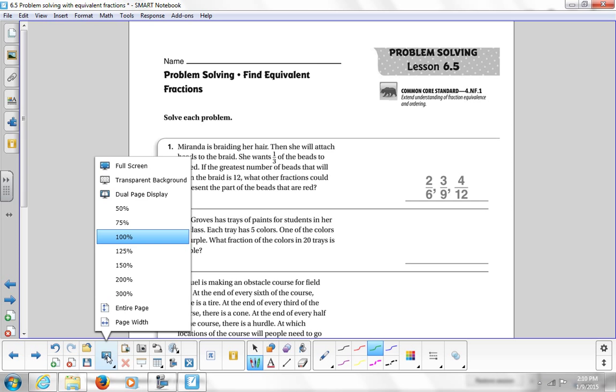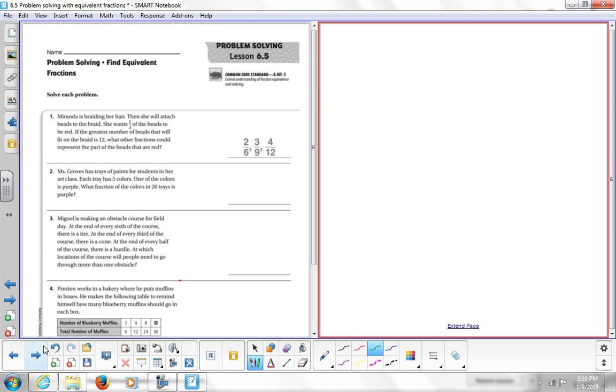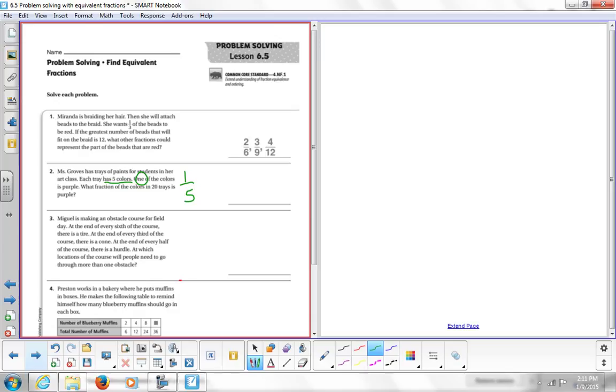So I'm going to preload some of it for you, so it's a little bit easier for you to figure out. All right, so Mrs. Grove has trays of paints for students in her art class. Each tray has 5 colors. One of the colors is purple. So that gives me a fraction: 1 out of 5 is purple. What fraction of the colors in 20 trays is purple?